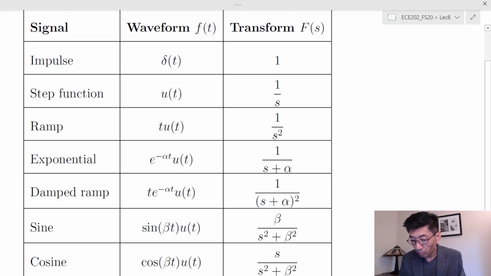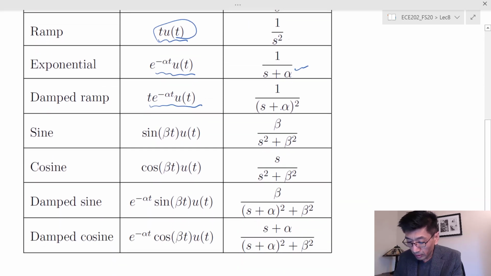The other ones, the third, this one we did using the integration property, we get this one, right? And if you apply the S-domain translation property to that one here, you will get this one. And if you apply the Laplace translation property to this one, you replace s by s plus alpha, you get this one. And we did a cosine, right?